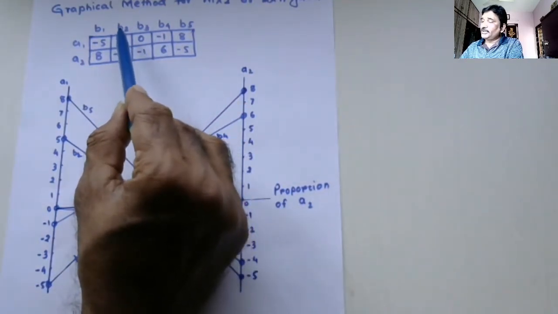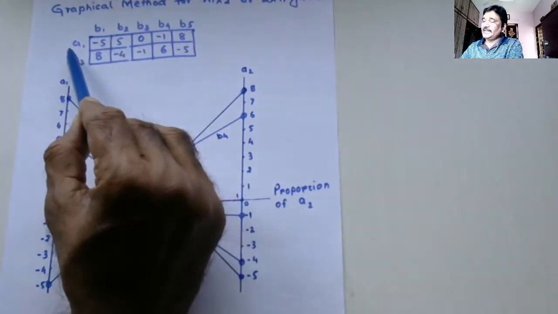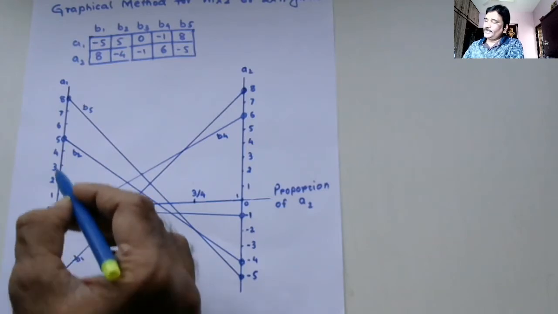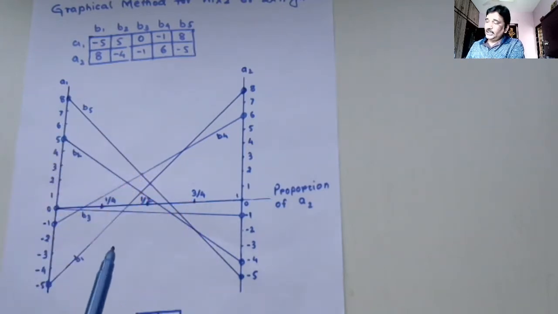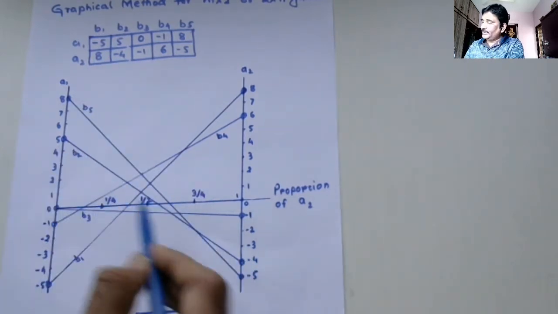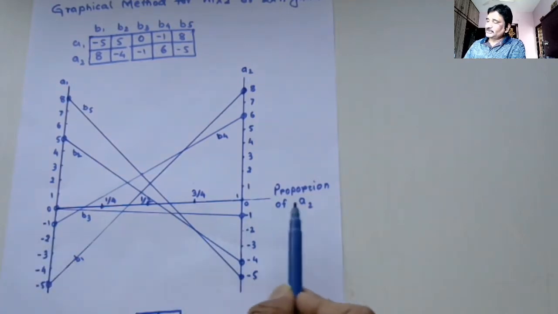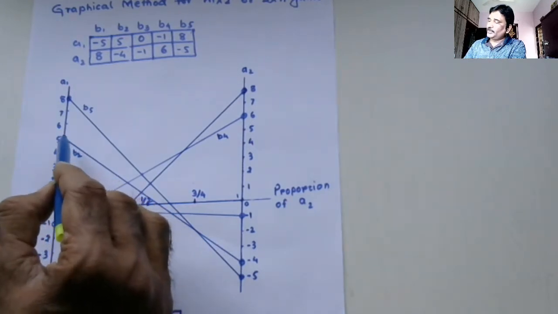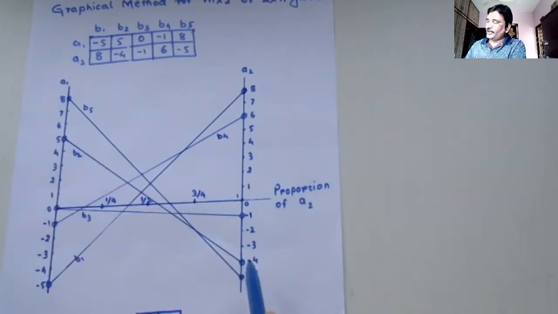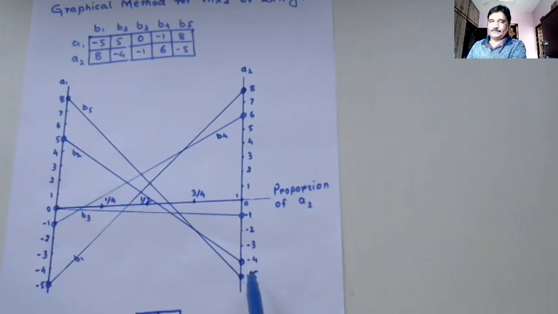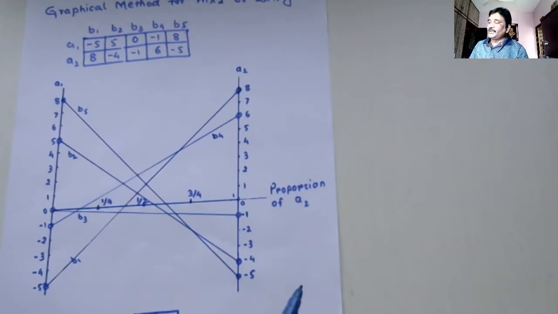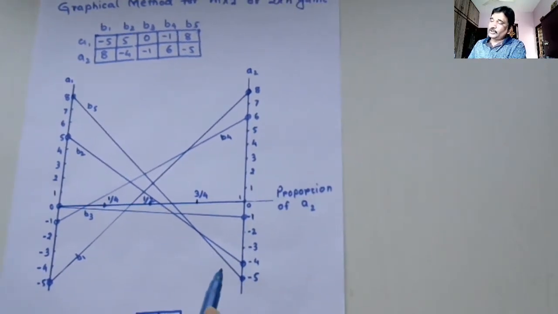For example, if player B plays B2 and player A plays A1, gain to player A will be what? Gain to player A will be 5, right? And if player A plays A2, gain to player A will be -4. And in between, as the proportion of course of action A2 goes on increasing from 0 to 1, the gain to player A will go on changing from 5 to -4 along this line. So this line again is called the gain line to player A if player B plays B2. Likewise, we have drawn another line.